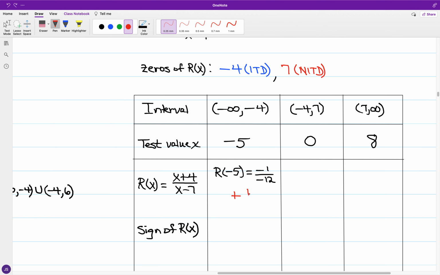So we have a positive 1/12. And in the case of r of 0, we have 0 plus 4 is 4, 0 minus 7 is negative 7, and we can go ahead and say that r of 0 is equal to negative 4/7. And in the case of r of 8, you have 8 plus 4 is 12, 8 minus 7 is 1, so you have a 12-to-1 ratio. So for this output, we have a positive 12.